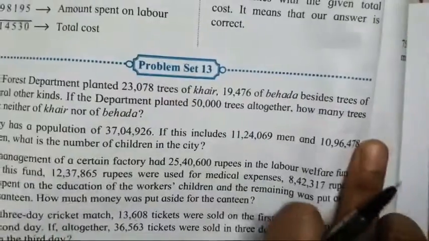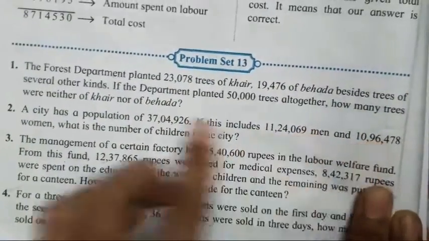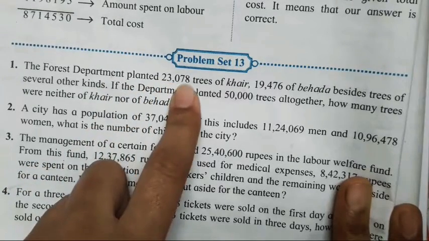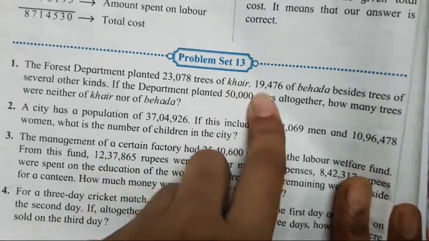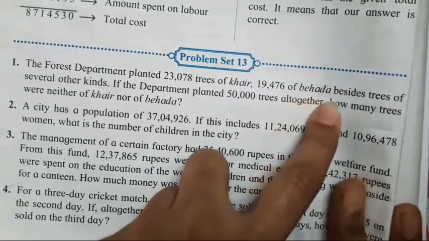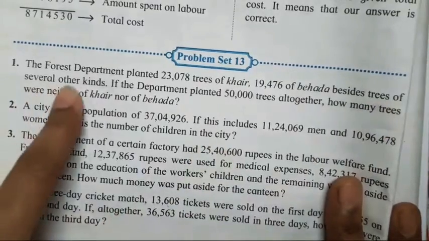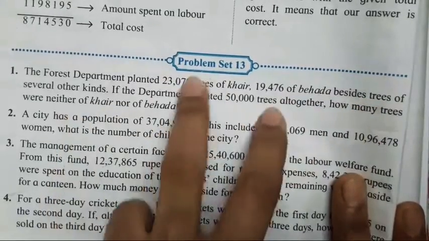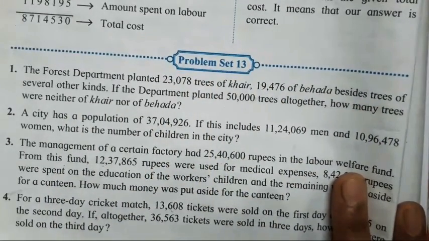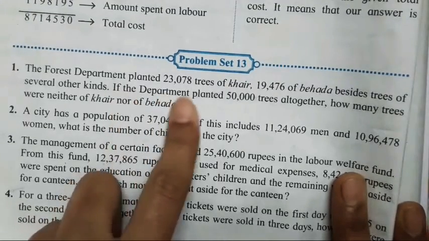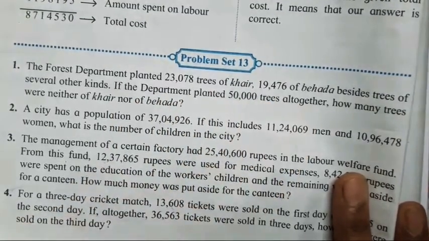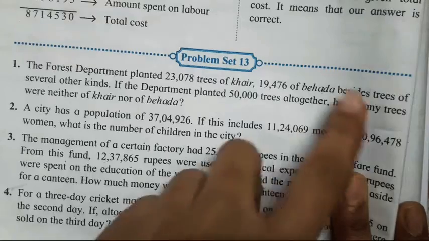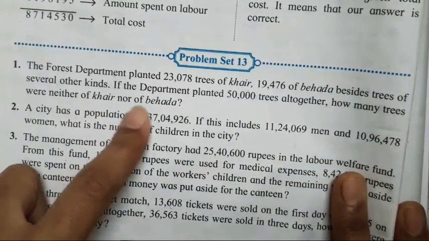Now in this question they have mentioned two types of trees. The forest department planted 23,078 trees of care and 19,476 of bihada, besides trees of several other kinds. Now these are the two main types of trees that they have planted, and others also, but these were the two main types of trees they planted. If the department planted 50,000 trees altogether, now total trees planted were 50,000. Alright, so how many trees were neither of care nor of bihada?